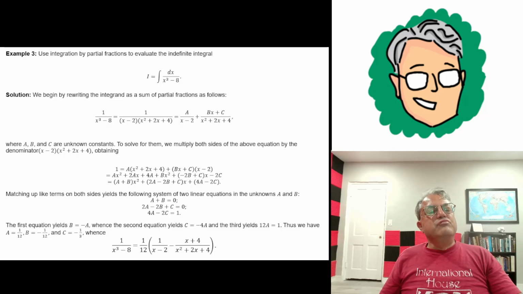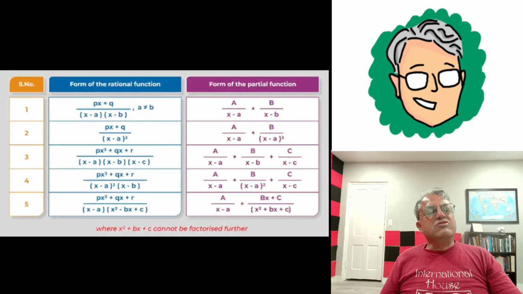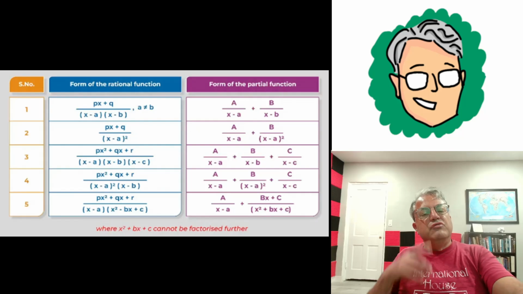So if you factor x cubed minus 8 over the real numbers, you get (x minus 2) times (x squared plus 2x plus 4). So you're going to have 1 over x cubed minus 8 equals 1 over (x minus 2)(x squared plus 2x plus 4), which we can write as A over x minus 2 plus (Bx plus C) over x squared plus 2x plus 4. This is just a special case of Formula 5 here. Anyway, so that's what we're doing.